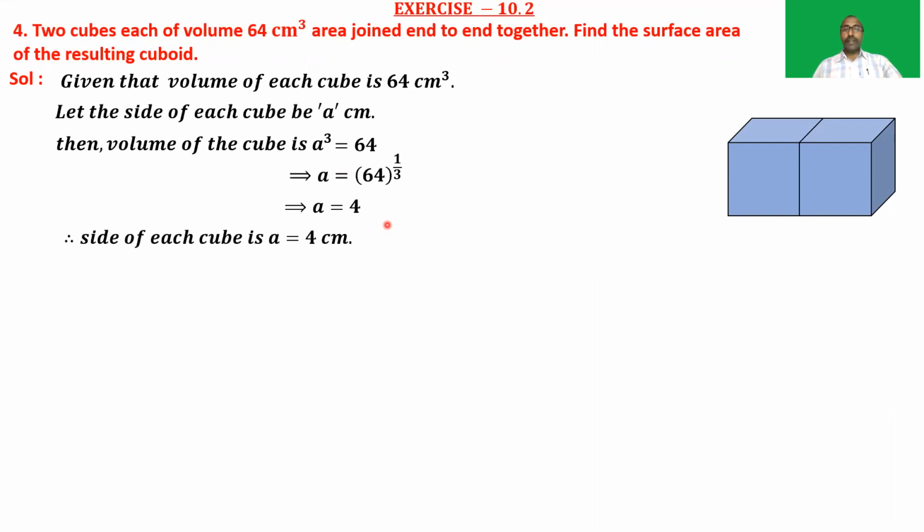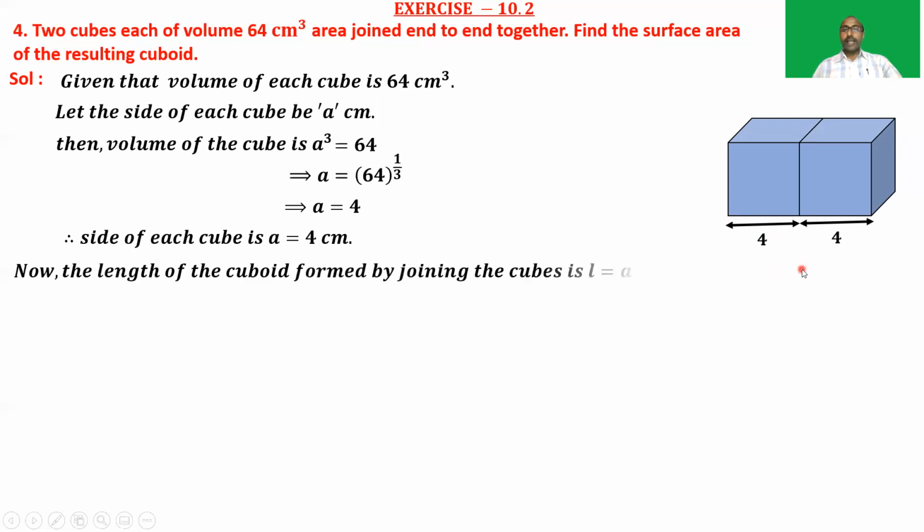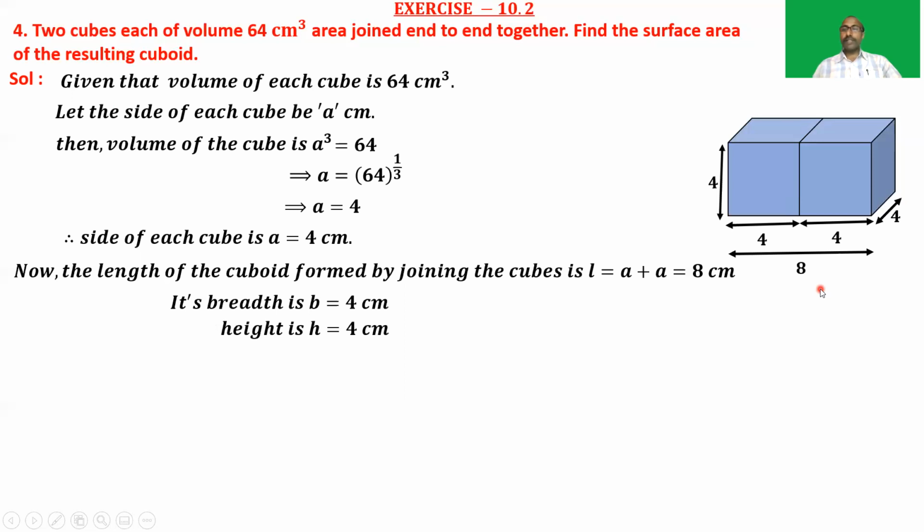Now consider this cuboid. The side of the first cube is 4 centimeter, and the side of the second cube is 4 centimeter. So the length of the cuboid so formed is 4 plus 4, that is 8 centimeters. And the breadth is the same as the previous picture, that is 4 centimeters, and the height also remains the same. So height is also equal to 4 centimeters.